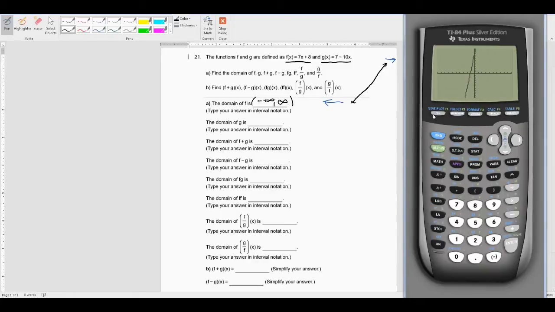Now the domain of g, I'll go ahead and graph that one. We'll just graph it as y2, 7 minus 10x. And it's also going to be a line. And for the same reason, it doesn't ever stop. Left or right, it goes forever left or right. So therefore, the domain is negative infinity to positive infinity. Those are not 8s, they're infinity symbols.